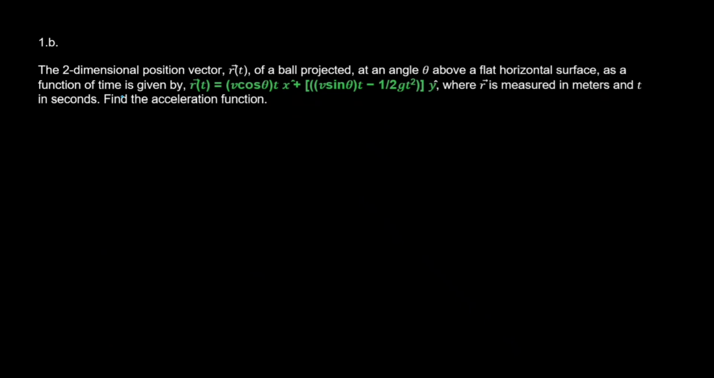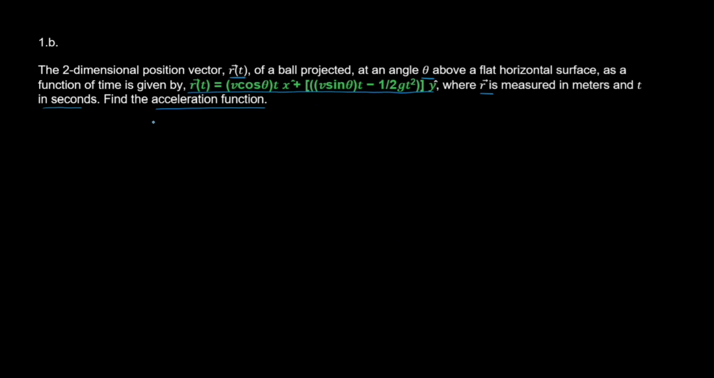Question 1b. The two-dimensional position vector r bar of a ball projected at an angle theta above a flat horizontal surface as a function of time is given by r bar equals v cosine theta t x cap plus v sine theta t minus half g t squared y cap, where r is measured in meters and t is measured in seconds. Find the acceleration function.